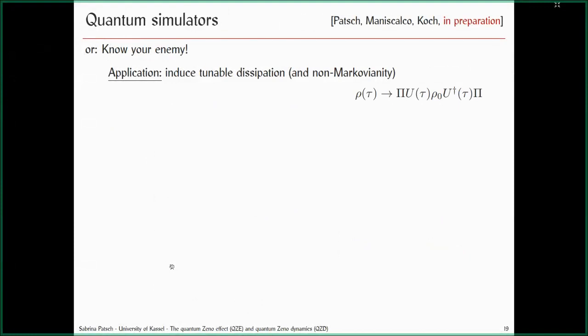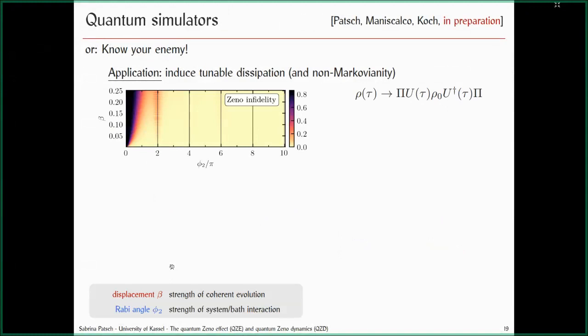And now what we did in this project is we performed the Zeno measurement and we varied the parameters of the free evolution of the system and of the Zeno measurement. And here we see a plot with the Zeno infidelity. That means the areas which are orange have a very high Zeno fidelity, so very good Zeno confinement, and the black area doesn't. And you see on the x-axis the strength of the system-bath interaction, or the strength of the Zeno interaction. And on the y-axis, you see the strength of the coherent evolution, so the normal evolution of your system.